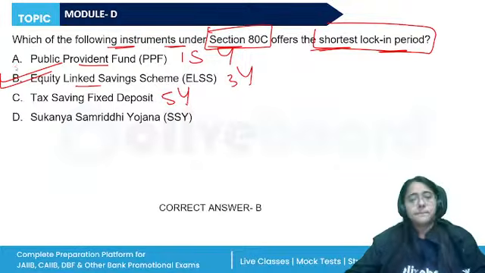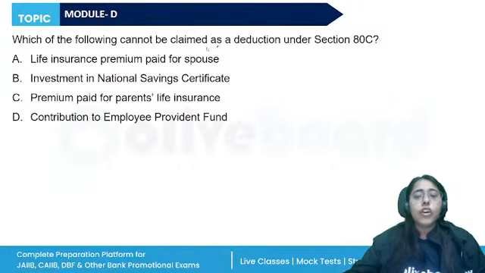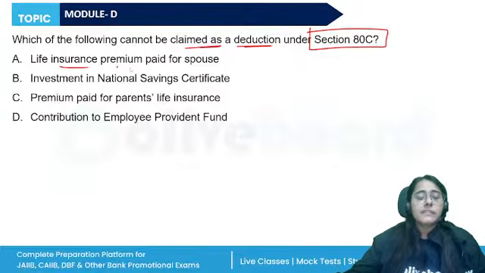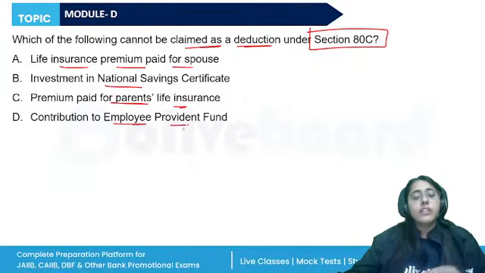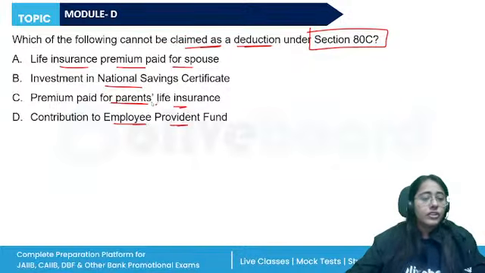Yes, correct. Which of the following cannot be claimed as a deduction under Section 80C? Life insurance premium paid for spouse, investment in the National Savings Certificate, premium paid for parents' life insurance, contribution to the EPF. Which of the following is not claimed as a deduction under Section 80C? Again, this is simple.